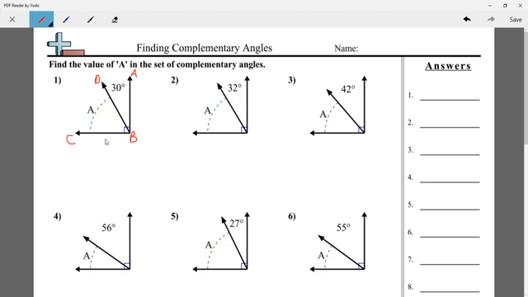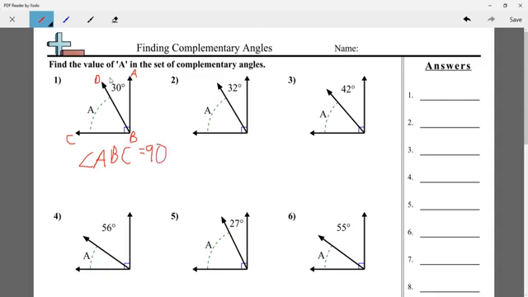Okay? So this is angle ABC. And that is 90 degrees. And we know it's 90 degrees because it has this square here. Anytime you see a square here, it is 90 degrees. So this equals 90 degrees.